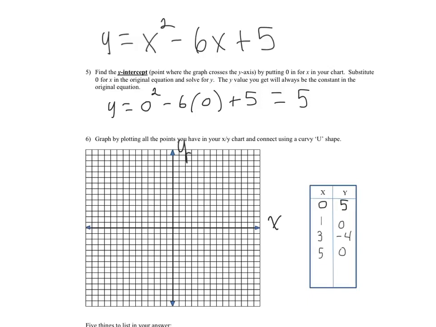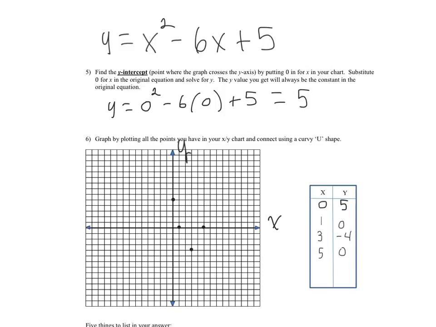We're ready to plot the 4 points that we have, and we will find the 5th one in a minute. There I have plotted the y-intercept, which is 0, 5, so left or right, nothing, and straight up 5. Here I've plotted 1, 0, and next we will plot 3, negative 4. Here is right 3, down 4, so 3, negative 4, and next will be 5, 0.